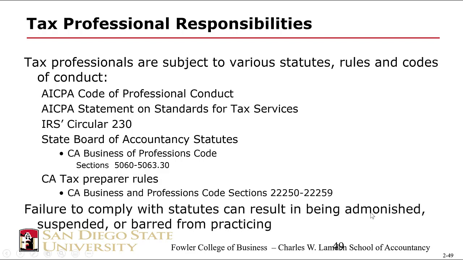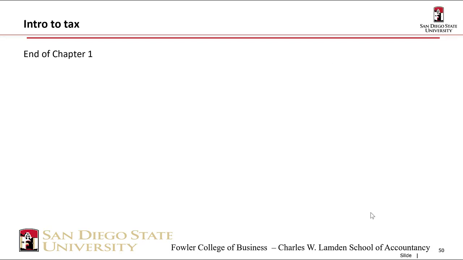Failure to comply can result in being admonished, right? So, finger wagging. You could be suspended by the state or by the AICPA, and you can even be barred from practice. They can take your license to practice, and you may no longer practice as a CPA, for example, in the state. You may no longer practice before the IRS, or you may no longer be a California tax preparer, depending on which of the regulations you've run afoul of.